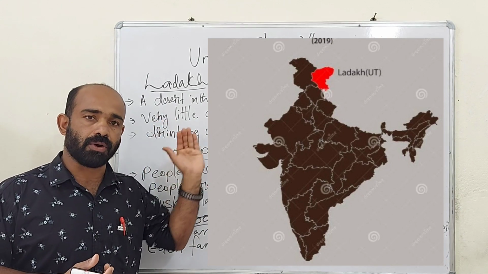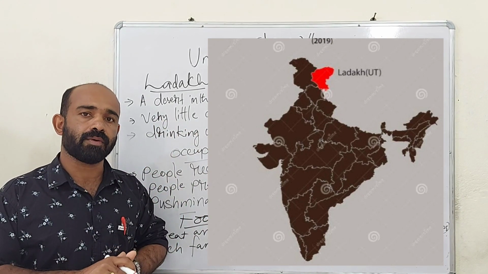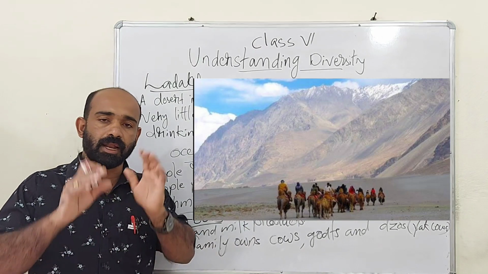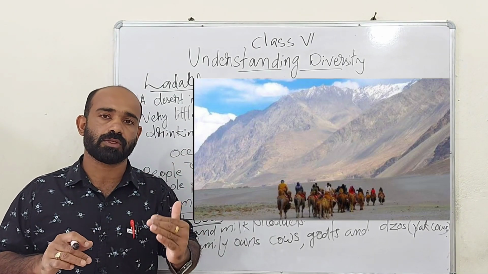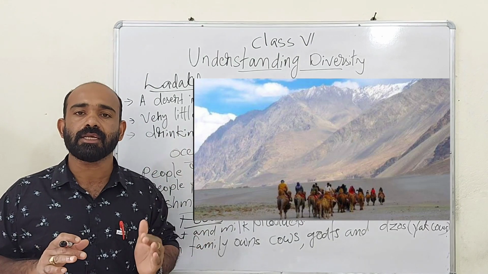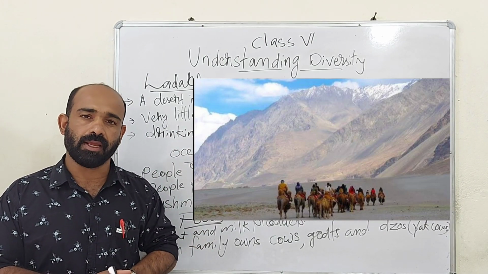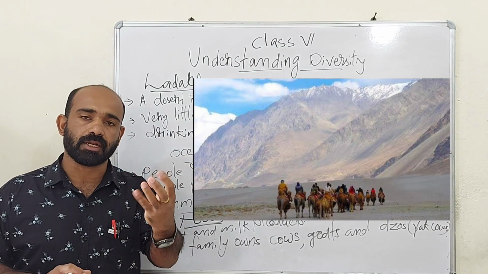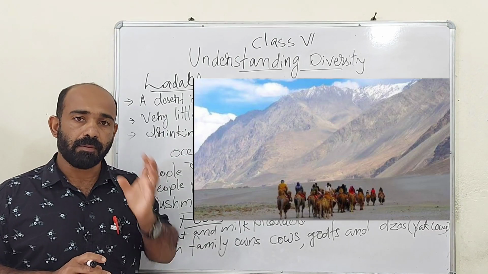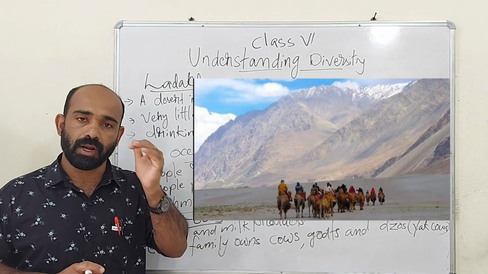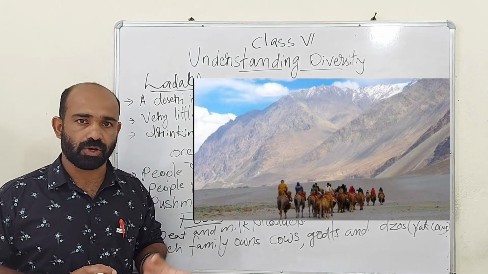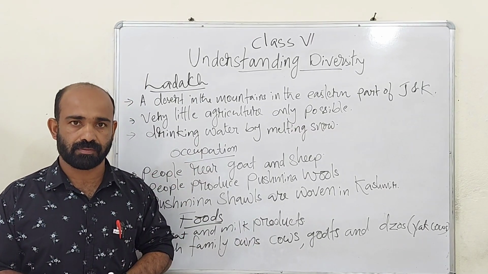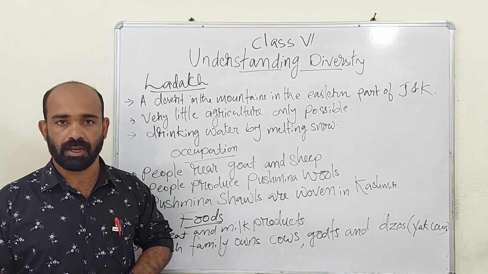Ladakh is a cold desert in the mountains in the eastern part of Jammu and Kashmir. And here very little agriculture is possible. Why? Because throughout the year this region is snow covered. Only in summer months some ice will melt, and during that time cultivation is possible. And people get their drinking water only by melting ice in summer. So this is the basic information about Ladakh.